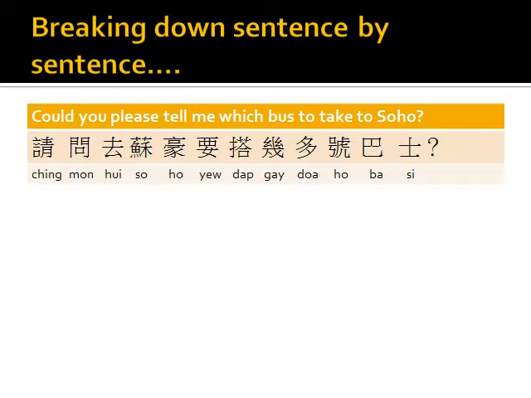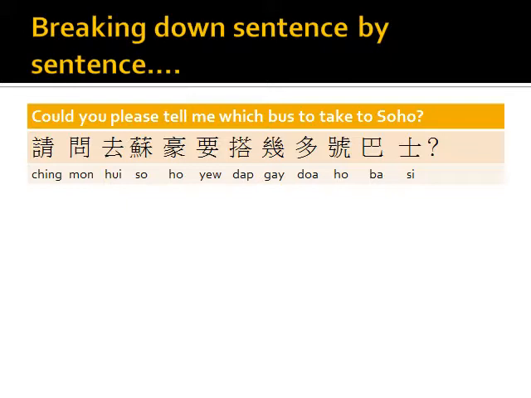The next two kanji, Soho, you wouldn't really need to know right now. Soho is actually a place in Hong Kong. It's just for an example in this case. The next kanji, 要, more or less means need. So far, the first six kanji, 請問去蘇豪要, mean could you please tell me going to Soho would need. That's basically what these six kanji are talking about.